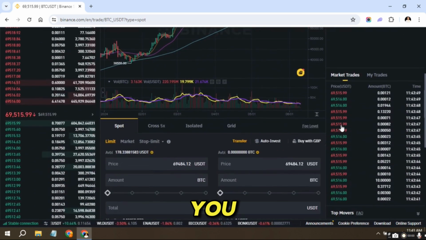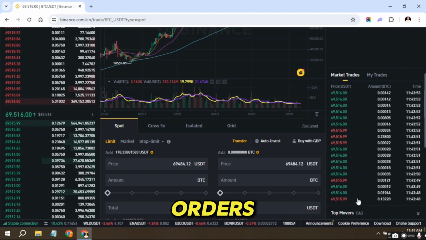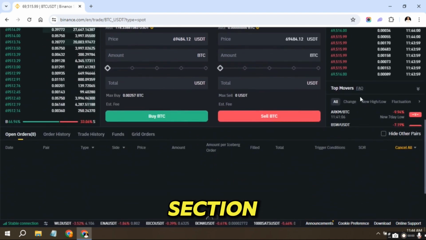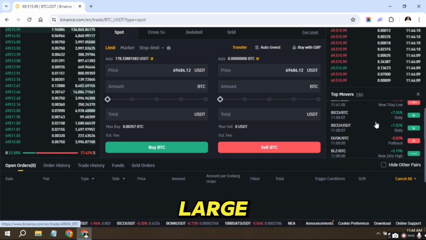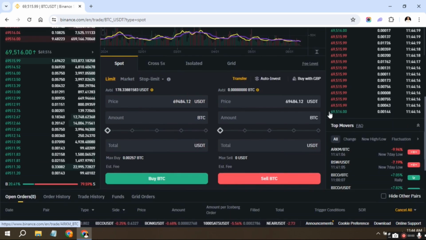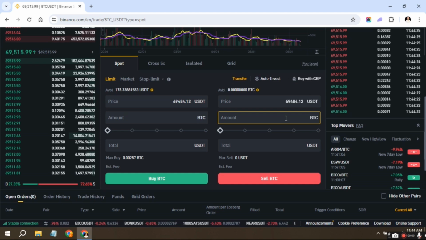On the left, you can see the trades currently happening. These numbers differ from market orders as they represent trades that have already occurred. The market activity section shows significant events like large buys or sells, all-time lows or highs, etc. The actual buying and selling of crypto happens in the bottom section. The green side is for buying, and the red side is for selling.